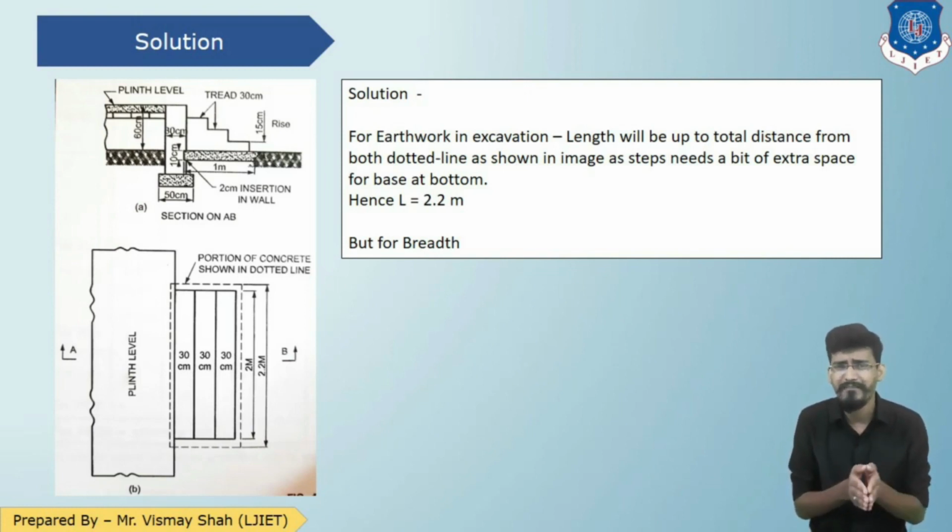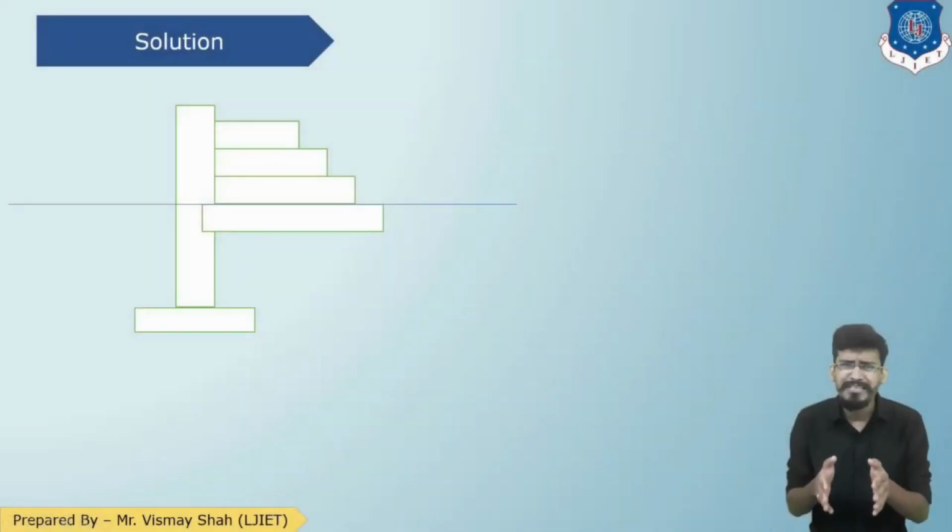So for earthwork in excavation, length will be equal to the total distance between both dotted lines shown in the image. So L equals 2.2. Now for width, you need to understand this concept. Width is calculated very differently. Let us see. This is our virtual representation of the section. I have enlarged the section and redrawn it with the help of lines in PowerPoint. So this is our section.